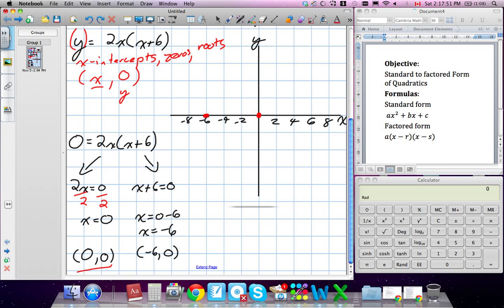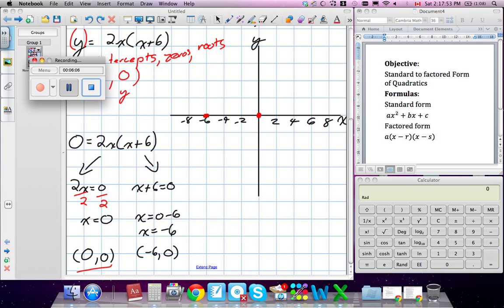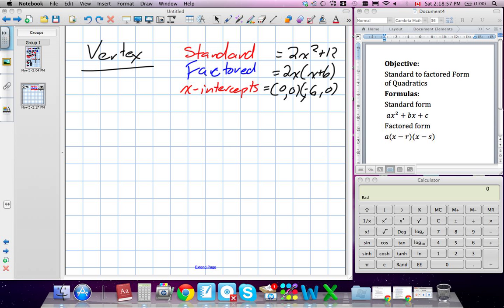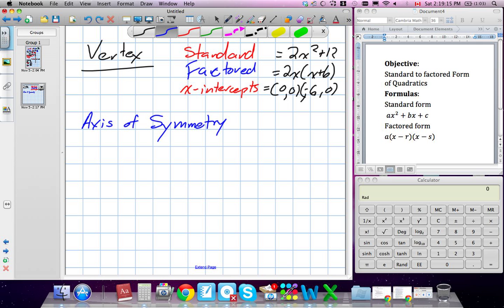So the next thing we're trying to find is our vertex. Now, there's technically a step in between. Before I find my vertex, I'm going to find my axis of symmetry, it's called. In order to find the axis of symmetry, I take my two x-intercepts. Those are my r and s values. And this is the formula: you take r plus s divided by 2, and that will give you your axis of symmetry. We'll call it AOS.